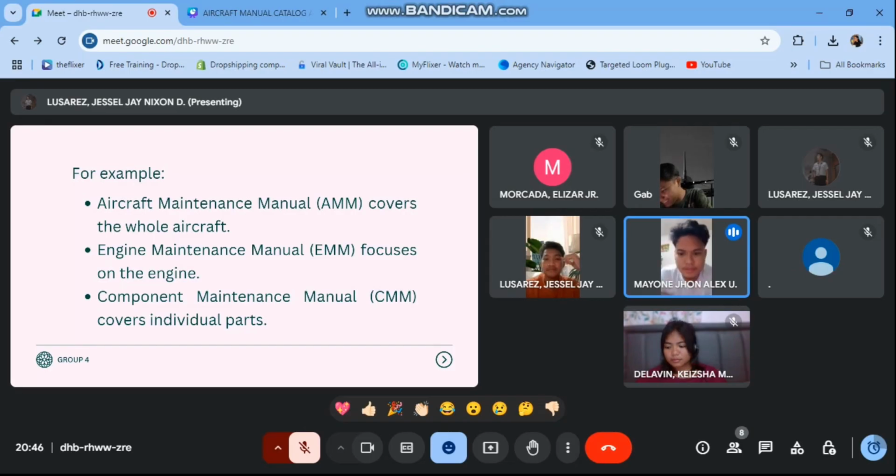For example, the Aircraft Maintenance Manual, or AMM, covers the whole aircraft. Next is the Engine Maintenance Manual, or EMM, which focuses on the engine. The Component Maintenance Manual, CMM, covers individual parts.